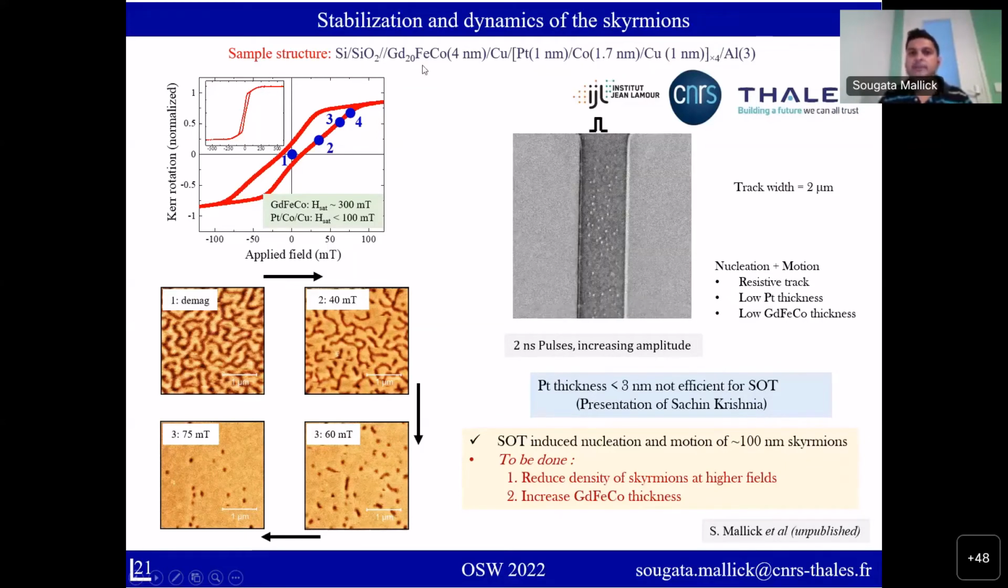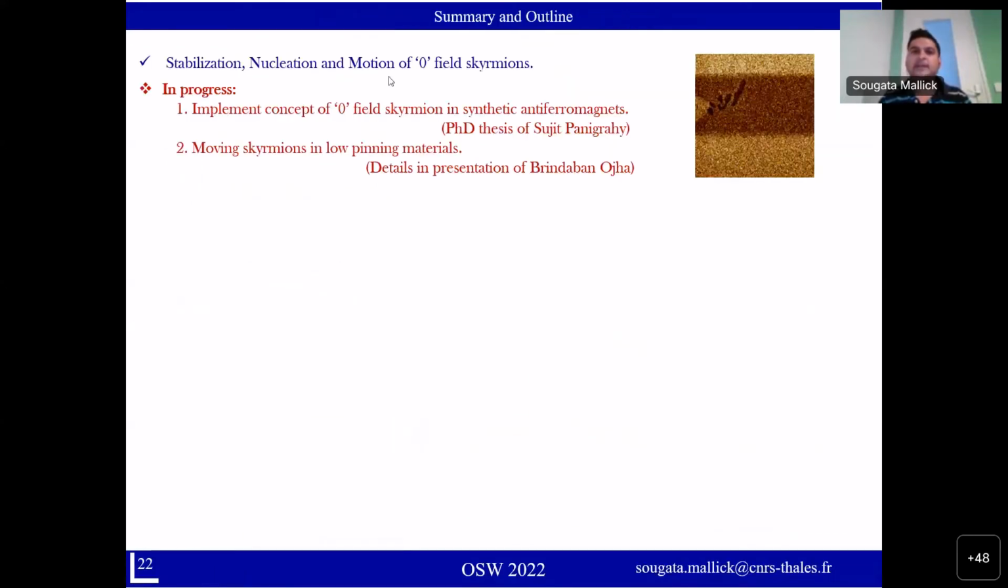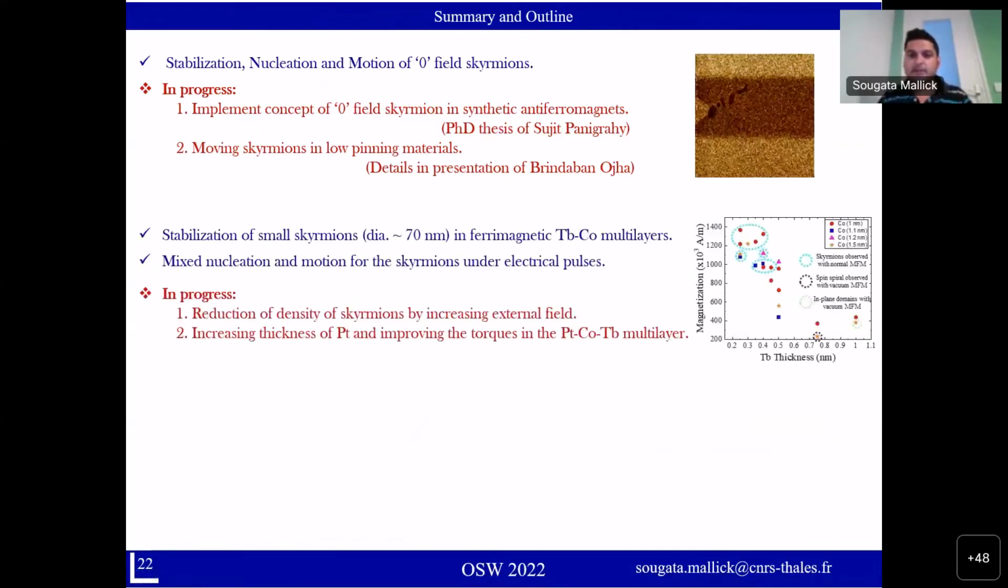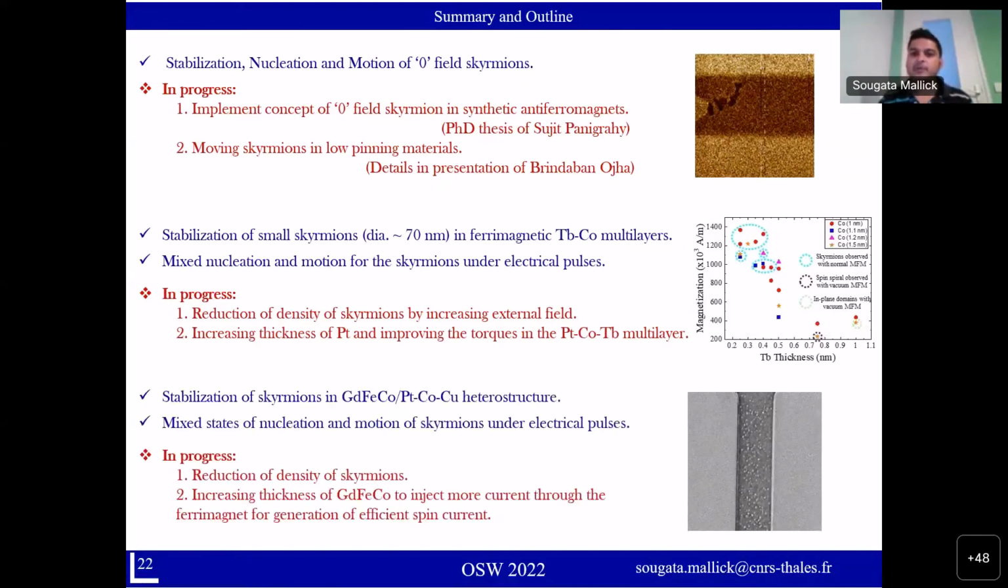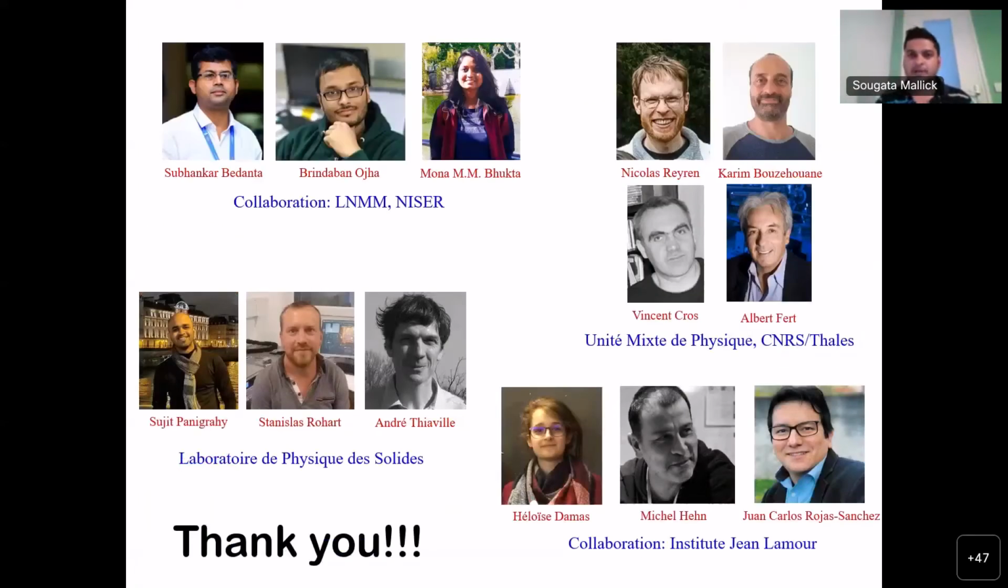So to summarize, we have done the zero field control of skyrmions in ferromagnetic layer, and the implementation of the same concept in synthetic antiferromagnets will be shown to you by Sujit Panigrahi, and also how the skyrmions can be moved in low pinning material will be shown by Brindavan. And we have stabilized very small size skyrmions and driven them with electrical pulses in terbium cobalt based multilayers, and the same for gadolinium iron cobalt and platinum cobalt copper based heterostructure. So I would thank my team members who have worked relentlessly with me for the completion of this project, and thank you all for your attention.